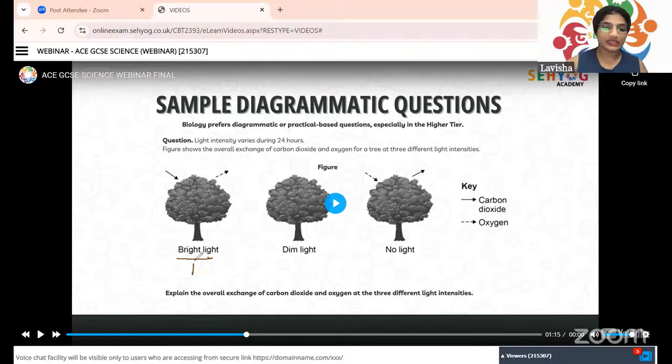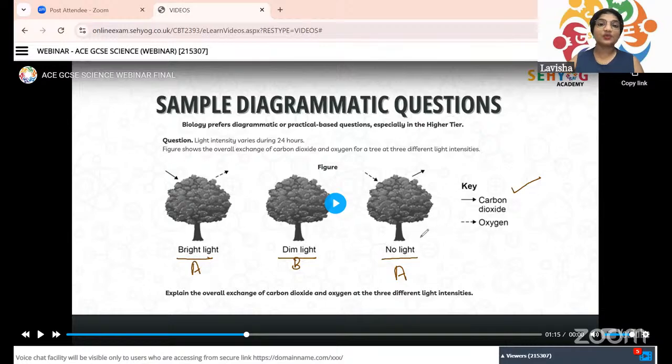Tree number 1, that is A, is standing in bright light. Then the same tree is standing in dim light, and the same tree again in no light. For every diagram we have a certain key: the solid arrow indicates carbon dioxide, and the dotted one indicates oxygen. Now, the very first thing you should do if you come across such a question is to read the diagram. Yes, you heard me right. You need to read the diagram.